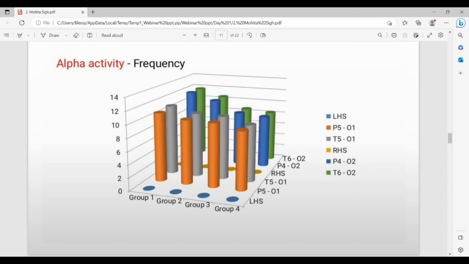So in group 1 and group 2, the right-sided hemisphere activity was more, that is the frequency was more as compared to the left. But in the lower IQ groups, that is group 3 and 4, the left-sided hemisphere activity was more in terms of frequency.